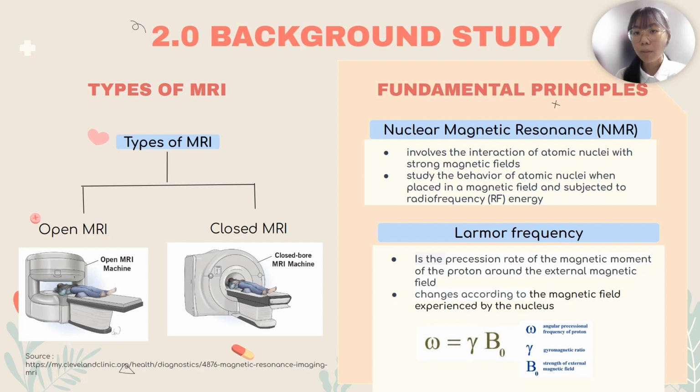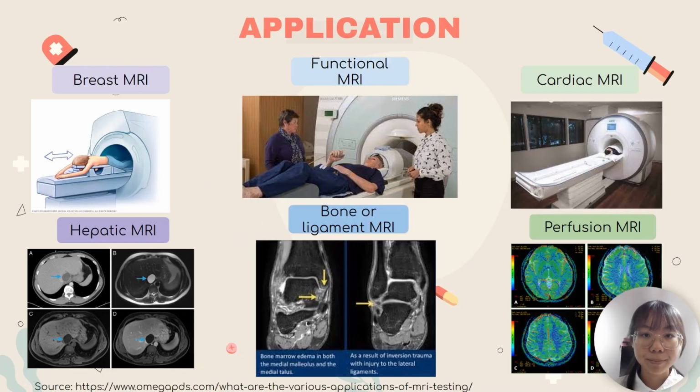MRI works on the principle of nuclear magnetic resonance, which involves the interaction of the atomic nuclei with the strong magnetic field. Energy will be absorbed when the precession frequency matches the radio frequency. The second principle is the Larmor frequency. Larmor frequency is the precession rate of the magnetic moment of the proton around the external magnetic field, and it changes according to the magnetic field experienced by the nucleus. The formula is given by angular frequency of the proton equals the gyromagnetic ratio multiplied by the strength of the external magnetic field.